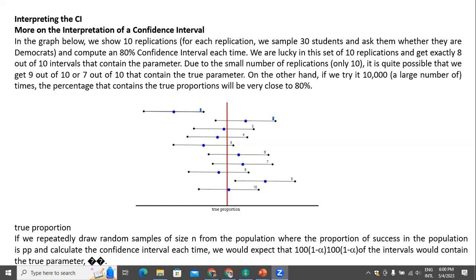On the other hand, if we try it 10,000 times, a large number of times, the percentage of intervals that contain the true proportion will be very close to 80%.